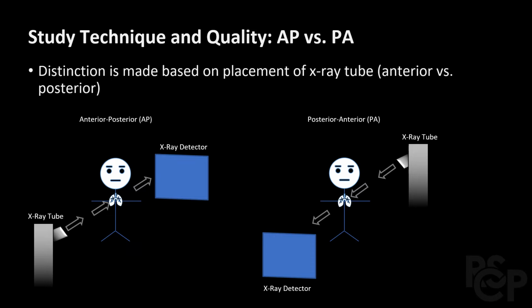On the left side, we see that the AP films are obtained as the X-ray tube positioned anterior to the patient sends X-rays through the patient anterior to posterior before hitting the detector. On the right side, we see that the PA films are obtained as the X-ray tube positioned posterior to the patient sends X-rays through the patient posterior to anterior before hitting the detector.